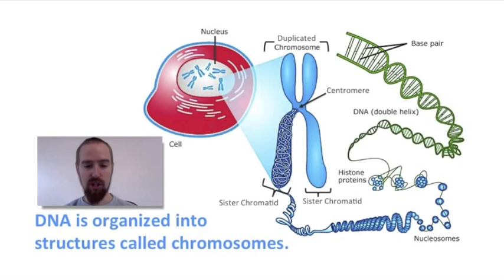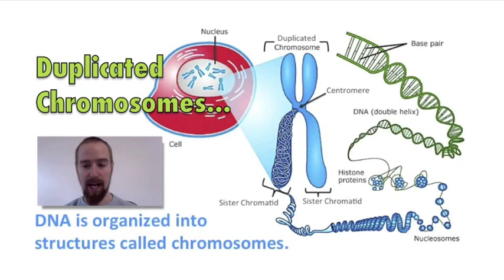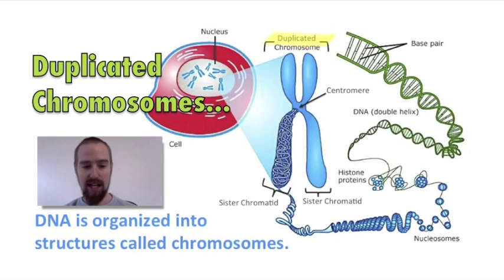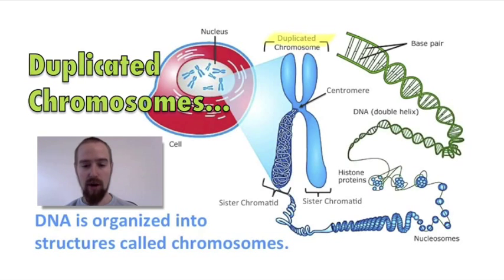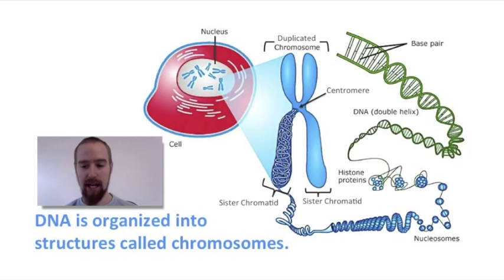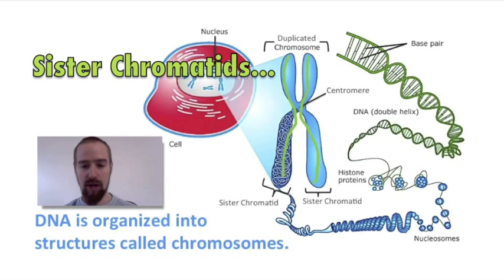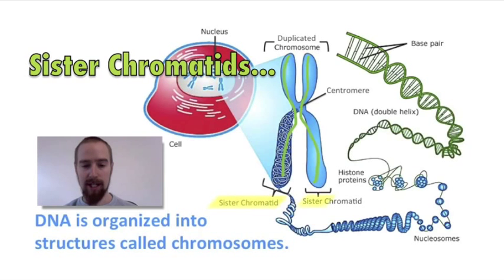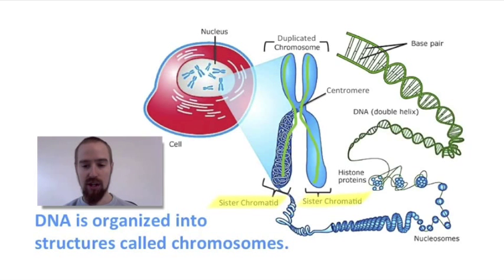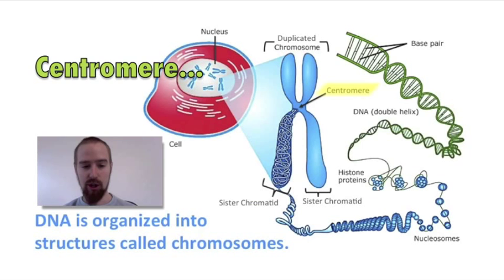This X-shaped chromosome that we see in this image is a duplicated chromosome, which means that the DNA inside the cell's nucleus has already been copied by way of DNA replication, a process we learned about in our last unit on genetics. Each arm of this duplicated chromosome is identical to the other, so each arm is called a sister chromatid. These sister chromatids are held together in the middle at the centromere.